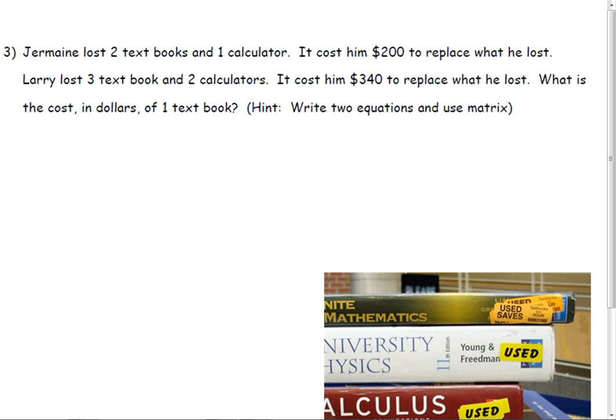Jake, sit down. Put your feet on the floor, please. Larry lost 3 textbooks and 2 calculators. It cost him $340 to replace what he lost. I want the cost of the textbooks. Forget the matrix.